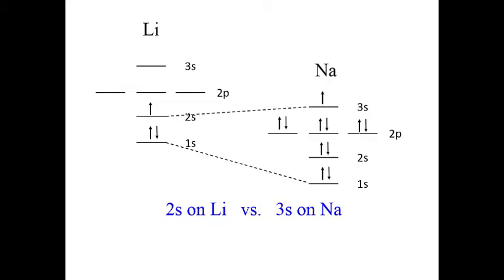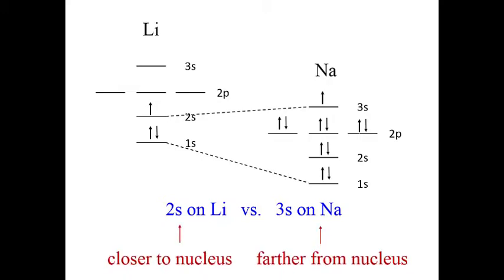In this case, we will appeal to the size of the atoms. We know lithium is a smaller atom, so its valence electron is closer to the nucleus than the valence electron on sodium. Regardless of any shielding or effective nuclear charge, for this comparison, size is the primary factor. Again, based on Coulomb's law, electrons that are closer to the nucleus will be at lower energy. So our drawing is correct. 2s on lithium should be at lower energy than 3s on sodium.